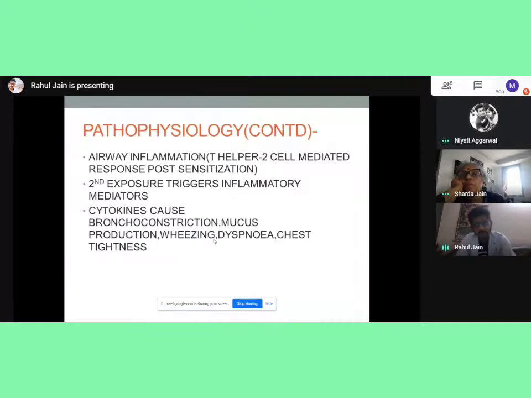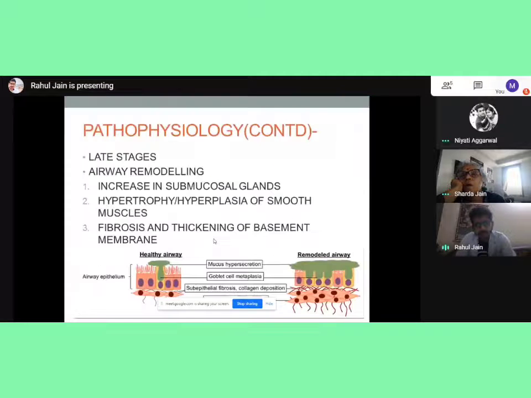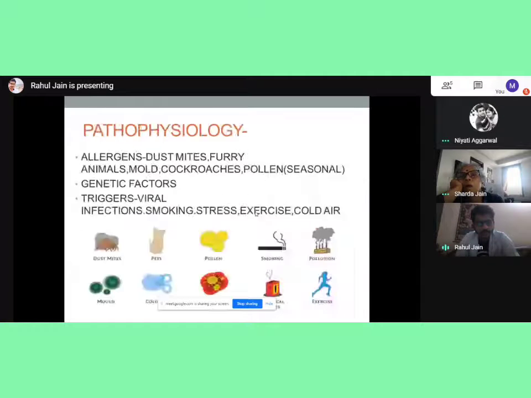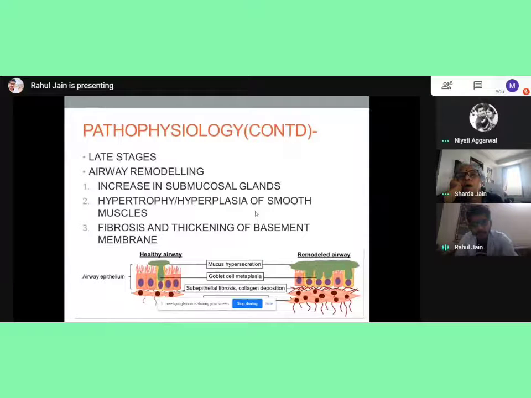So this is what happens in the initial stages of airway inflammation. But over time there is something called airway remodeling. It's been shown that even after some time when the allergen is not present, the inflammation continues. This is where the first line of the definition comes in, that it is a chronic inflammatory disorder. Since it is a chronic inflammatory disorder, this airway remodeling phenomenon happens. So what is airway remodeling? This picture summarizes it: I can see the remodeled airway, with mucus hypersecretion and goblet cell hyperplasia.